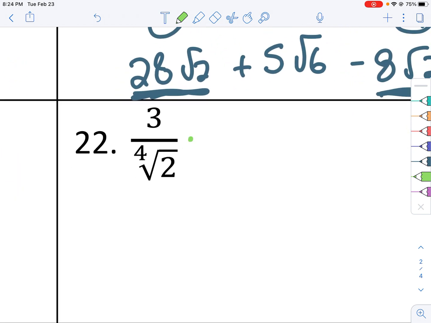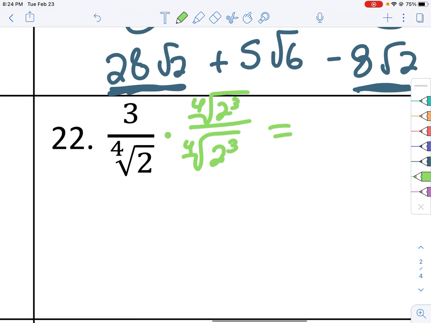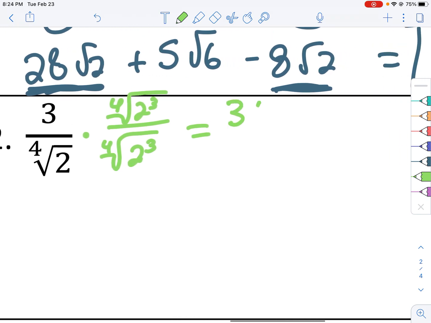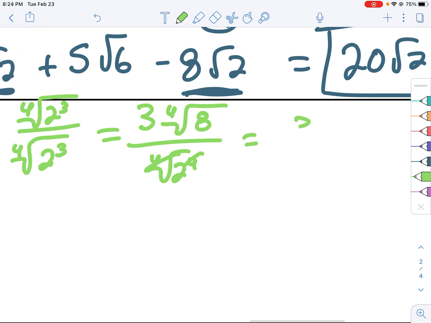This next one is the fourth root of 2. So we need 2 to be a perfect fourth power. So that means we need to multiply it by 2 cubed. So fourth root 2 cubed over fourth root 2 cubed. That gives us 3. Fourth root of 2 cubed is going to be 8 over fourth root of 2. So that's the fourth root of 2 to the fourth power. Those cancel. We get 3 fourth root of 8 over 2.